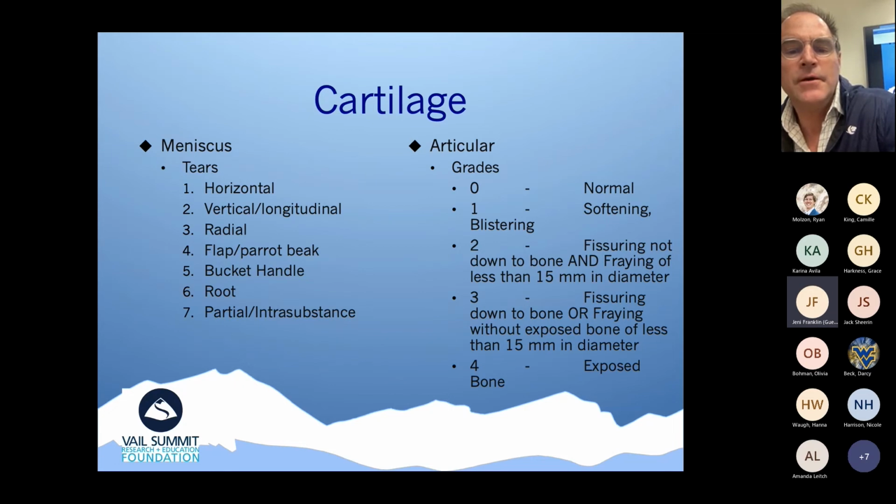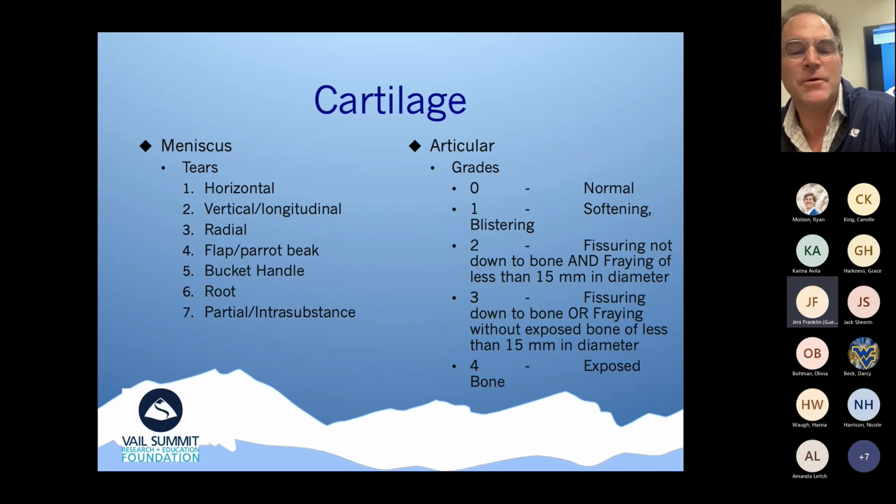Grade 2 is that both of those have to be true for it to be a grade 2. If it's fissuring not down to bone, but you have fraying that's greater than 15 millimeters, then that makes it a grade 3 already. So it's got to be both of those to be a grade 2. Grade 3 is if either one of those are true, it becomes a grade 3.